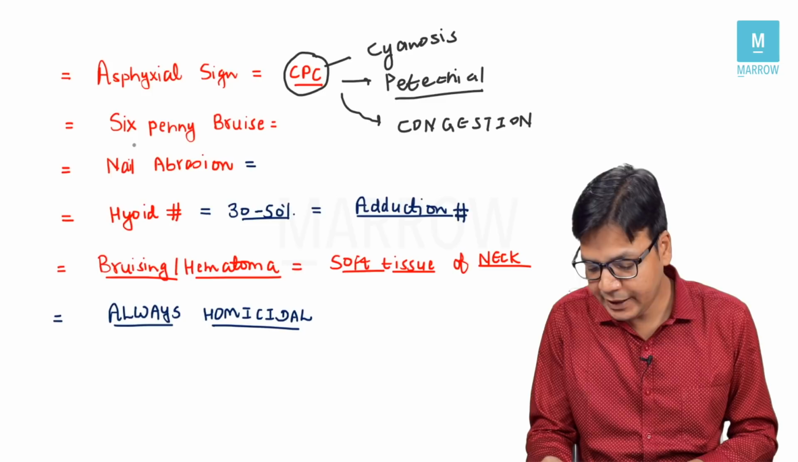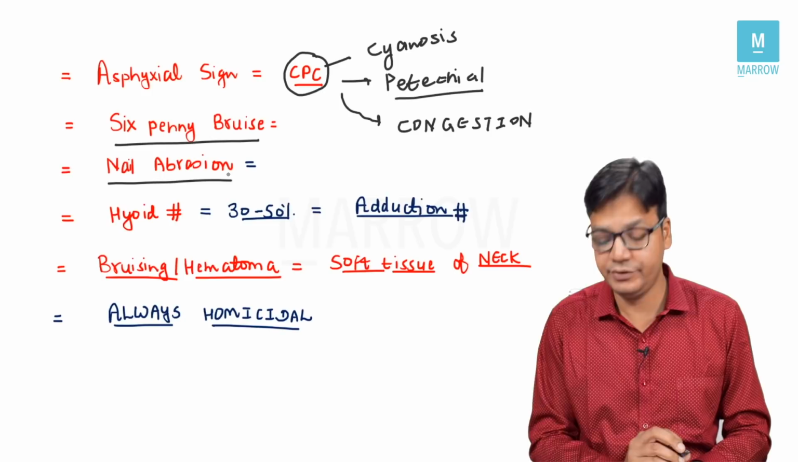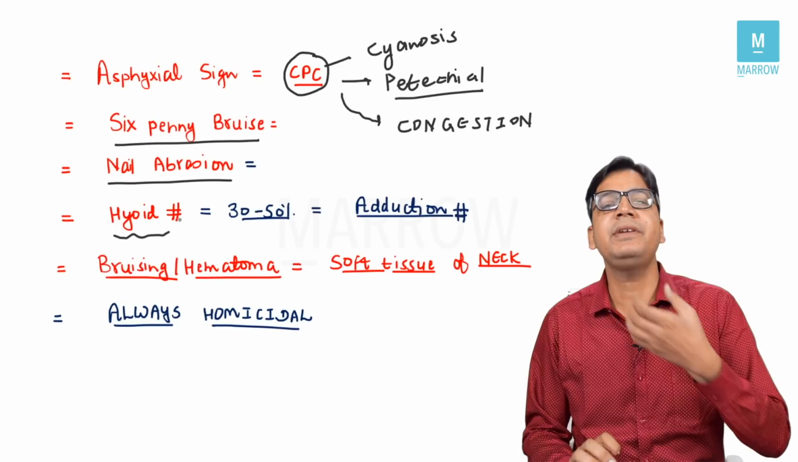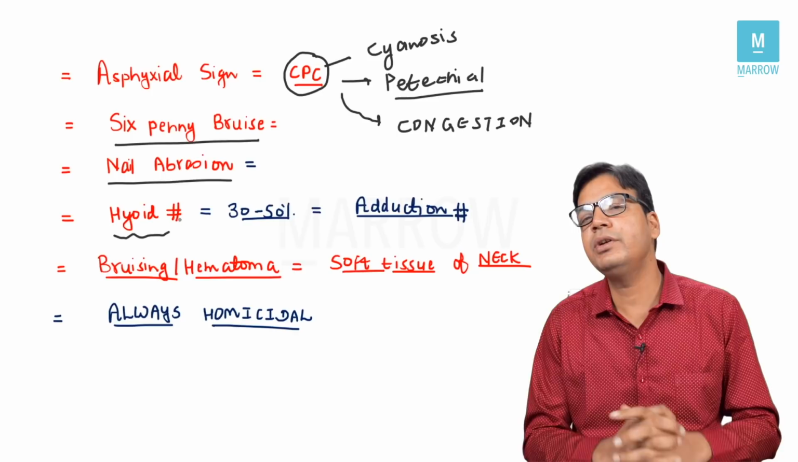Okay, six penny bruise I discussed already. Coin shape bruise, these are patterned contusion. Nail abrasion, I already discussed. Hyoid bone fracture, so this is a very important part. If you see, when you compress the neck, this will cause adduction of hyoid bone.